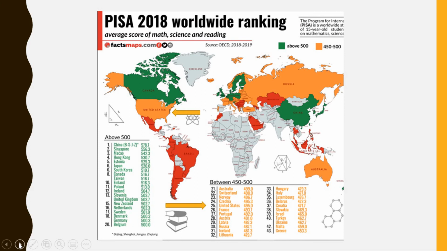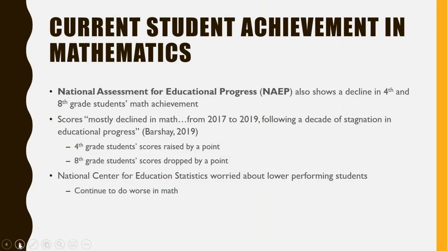Looking at this map right here, you can see the U.S. places below countries like China, Canada, the U.K., and Germany. The PISA is not the only test to place the U.S. lower in their mathematical knowledge.